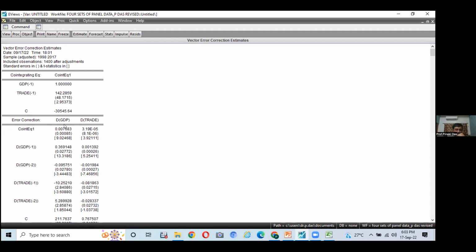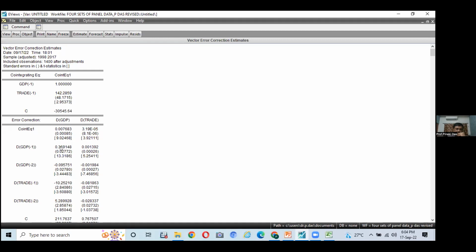But here in the test result, DGDP means the first difference of GDP as the dependent variable. GDP is the dependent variable and trade is the independent variable, as we have specified in our selection of the vector error correction model. First we write GDP, then we consider trade. But here this is the coefficient value, this is the standard error, and this one is the t value. The coefficient divided by the standard error is actually the t value. Similarly, it is also true for the other variables.